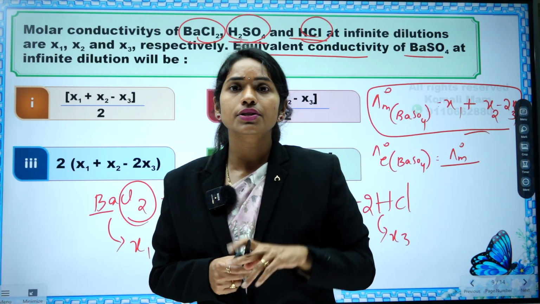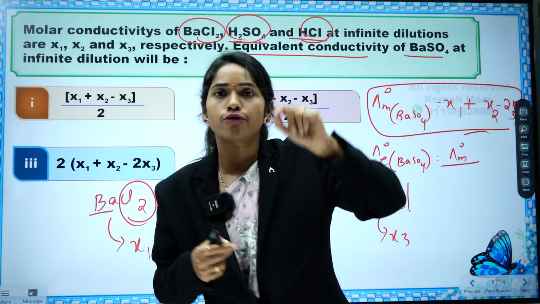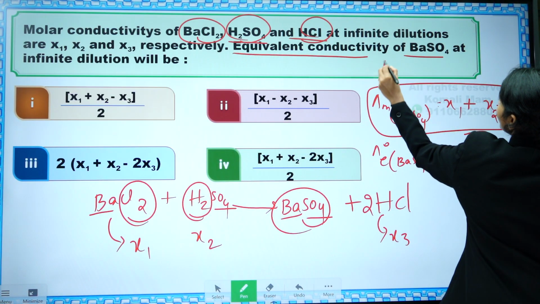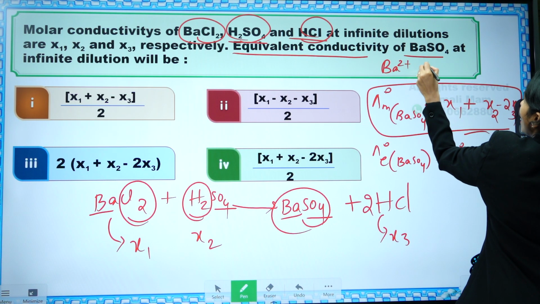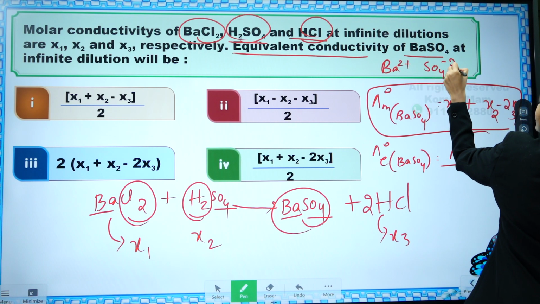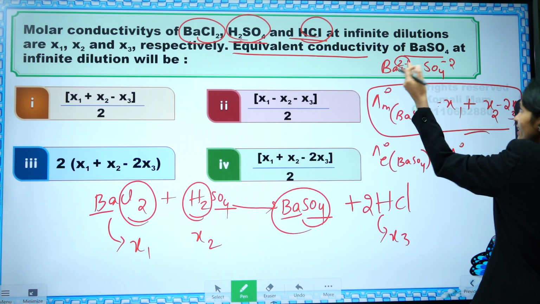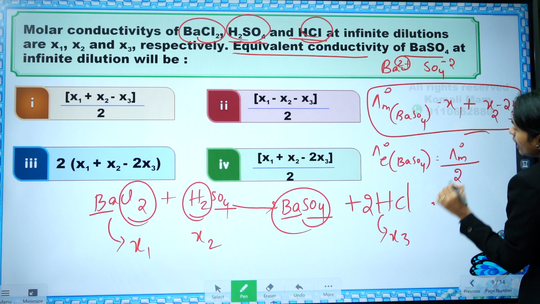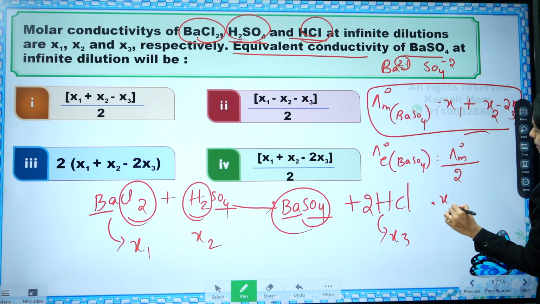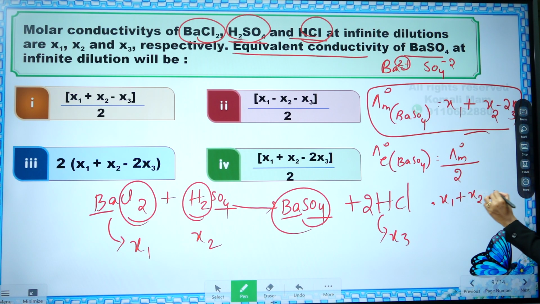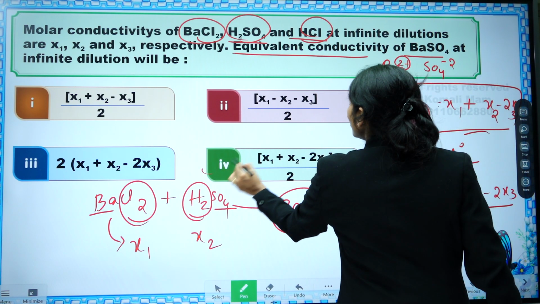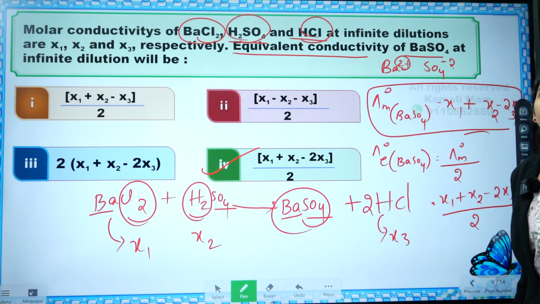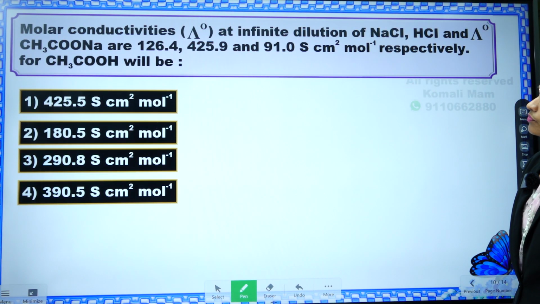Barium sulfate, how does it dissociate? Ba2+ and SO4 2-. Just now I explained how the dissociation will be. Take the charge, either cation or anion charge. 2 is the charge. So X1 plus X2 minus 2X3 divided by 2. Any option? Yes, option number 4 is the correct answer. Clear? Clear? See the next question.